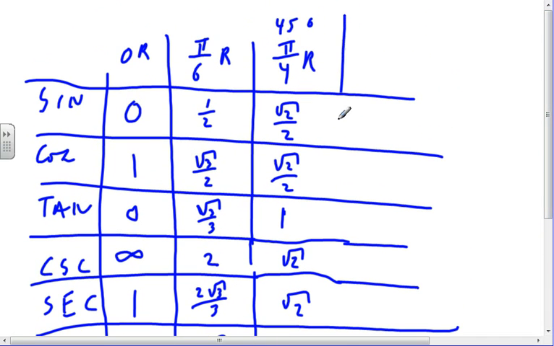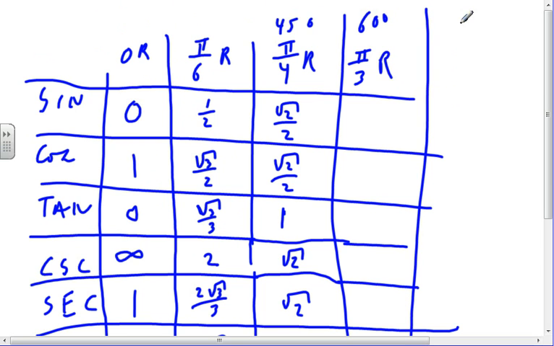And then I do the same thing at 60 degrees. 60 degrees, pi over 3. Pi over 3, yeah. And then 90 degrees, pi over 2. So now I may have had that table of what my sines and cosines and tangents were memorized in degrees. Now I get to do it again in radians.